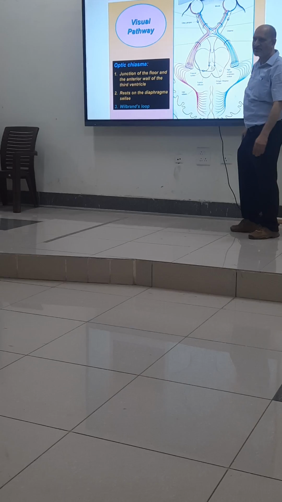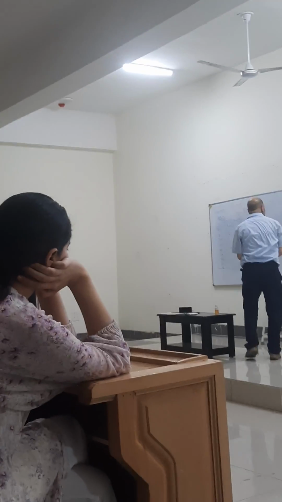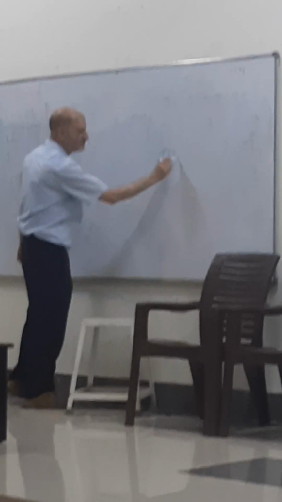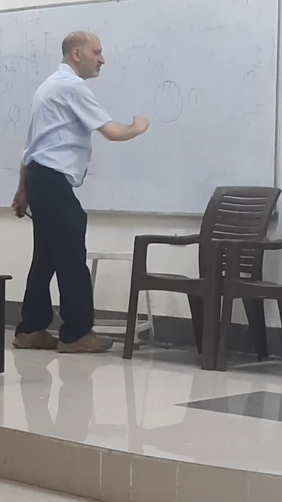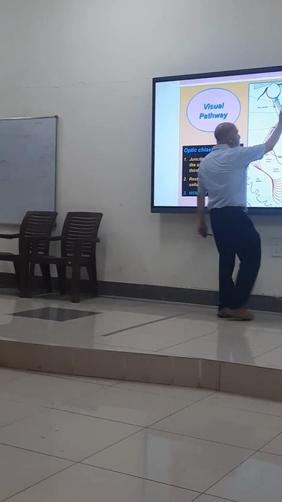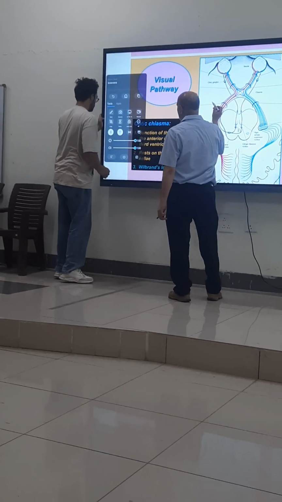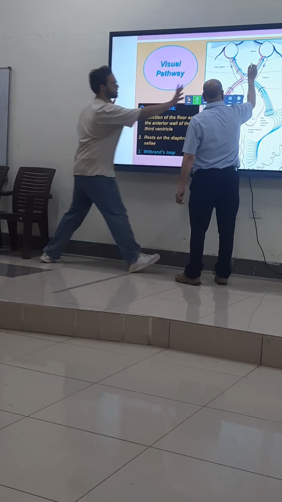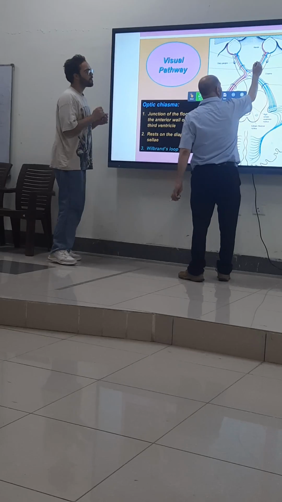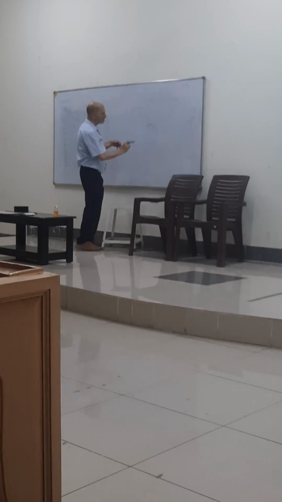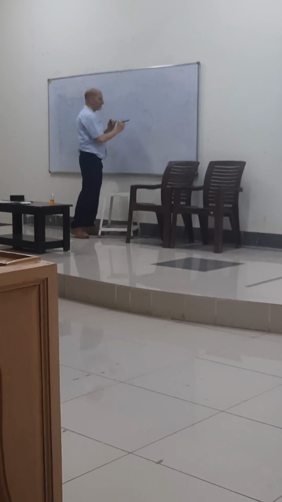Nasal. Temporal. So if you have a right optic nerve lesion, this whole line will be right. This is region 1. This is region 1. And it will cross over here. Okay? Can I mark it? So this is region 1. This is region 1. Right line.